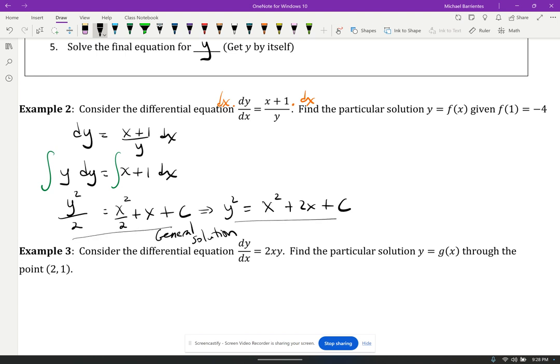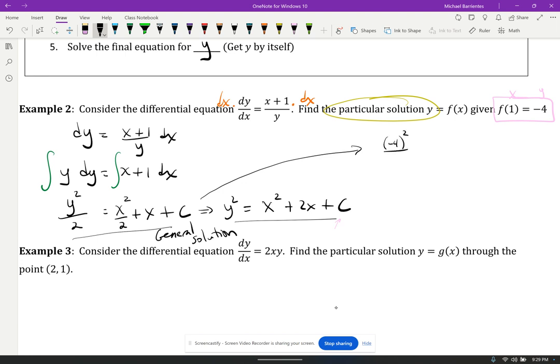But we want a particular solution. And now I'm going to use what's called the initial condition to help me figure out what this c value is. Because they're giving me an x value and they're giving me a y value. So I'm going to plug them in here or here, doesn't matter where, and I'm going to figure out what that c value is. I'm actually going to plug it into the original one if you don't mind. So I'm going to take this and say y squared, so my y is -4.